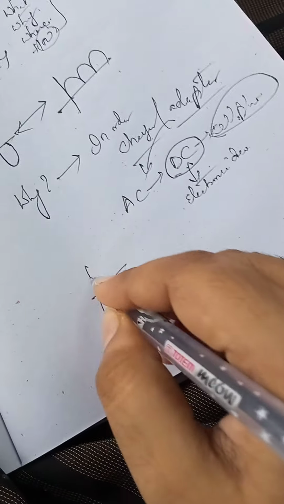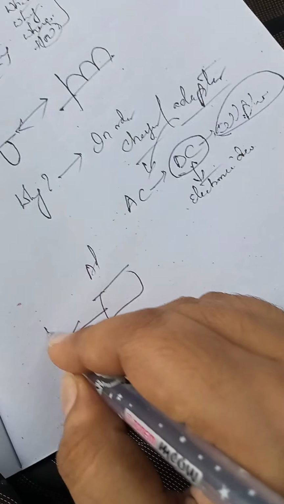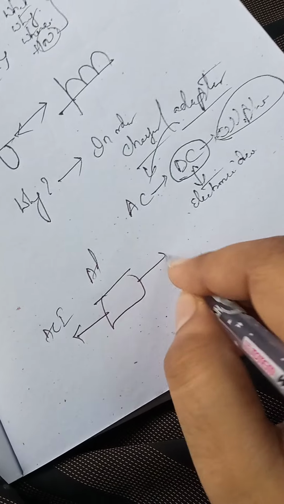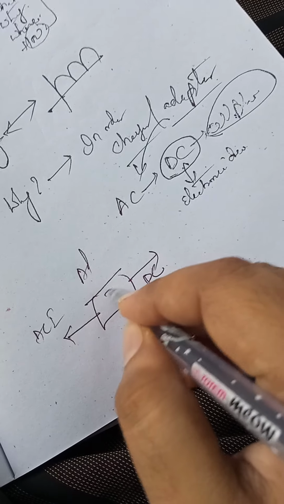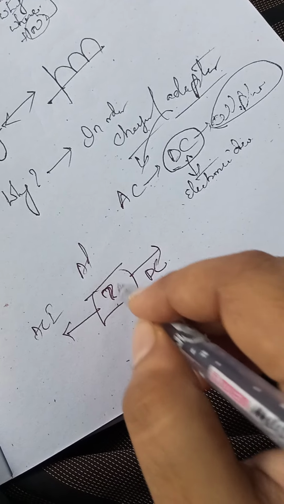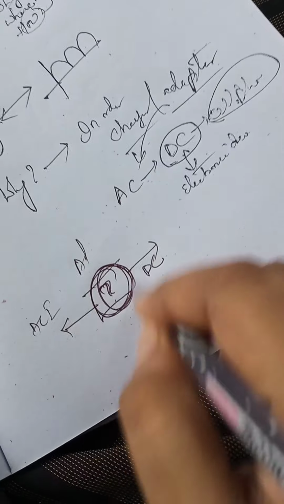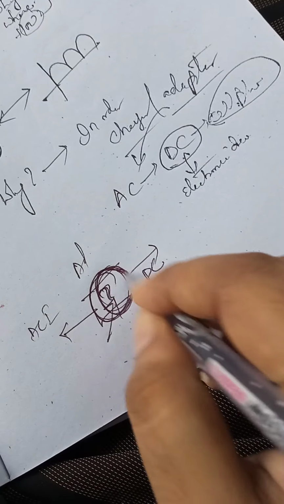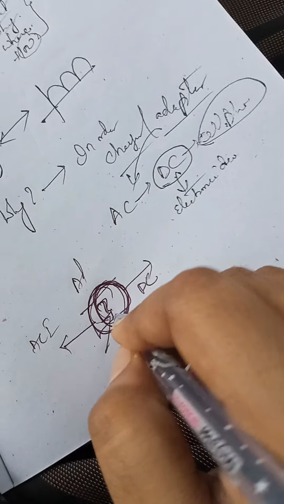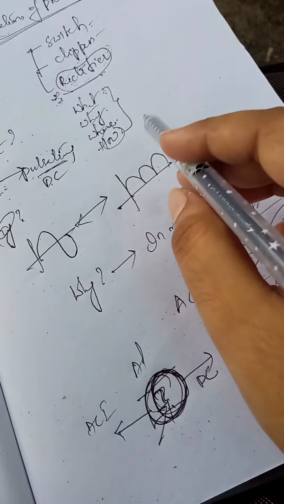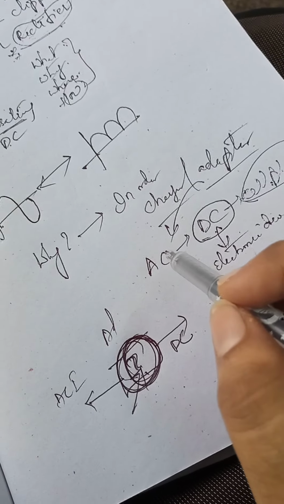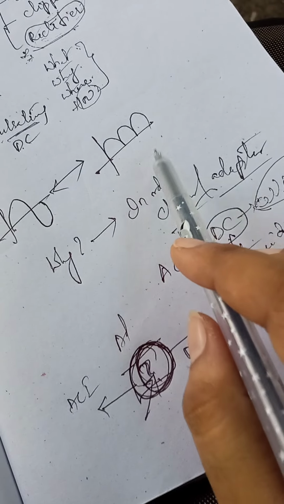Then here we have the adapter. To this adapter we give an AC input, and it converts this AC input to DC. Now we are going to discuss what is happening in this adapter and what the various circuits in this adapter are. One of the circuits we have is the rectifier, which converts AC to pulsating DC.